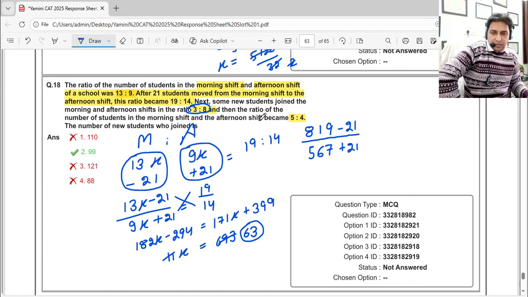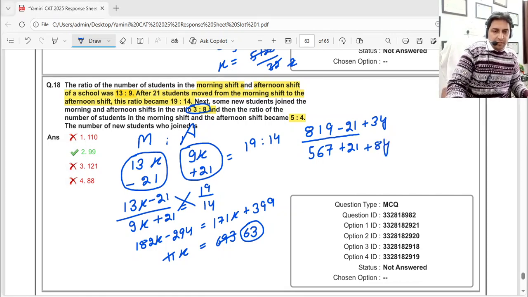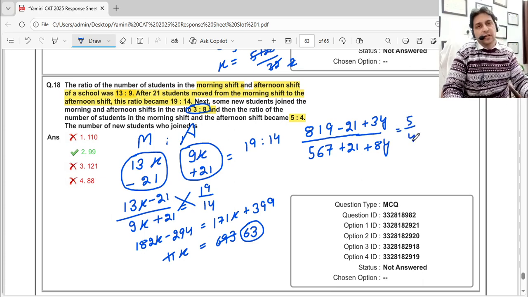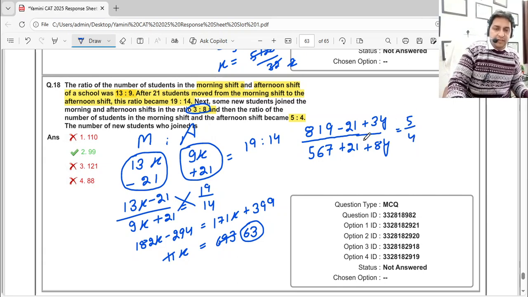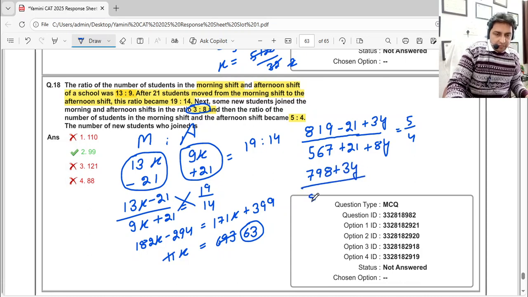And now in this number 3 and 8 are being added, so this is, let's say, 3y, and here we add 8y. Now this number becomes 5 by 4. Now we just have to solve it, that's it, and we'll get the value after that. The number of new students who joined, that is 5 and 4, 9y, that should be my answer. So first of all, let's find this out. So this becomes 798 plus 3y divided by 588 plus 8y, that is equal to 5 by 4.